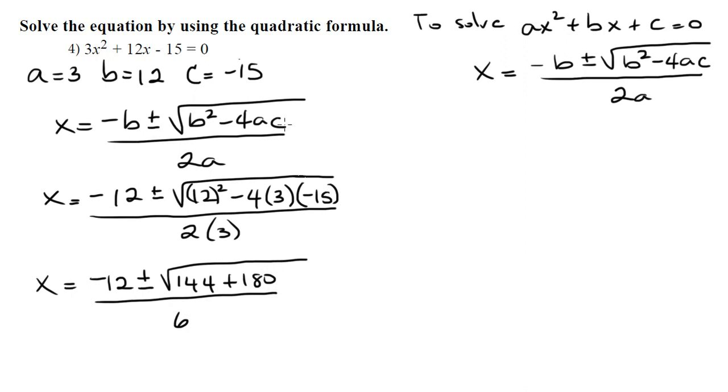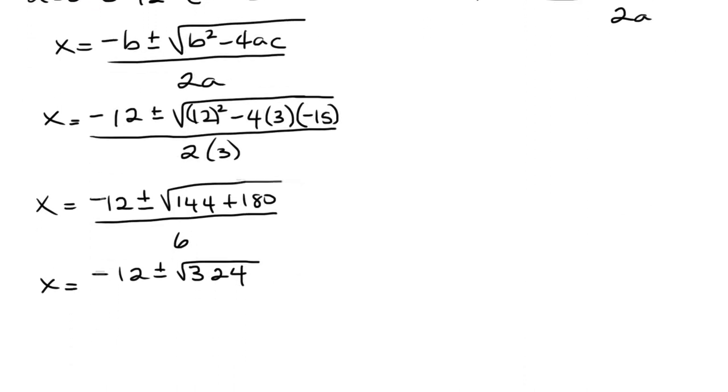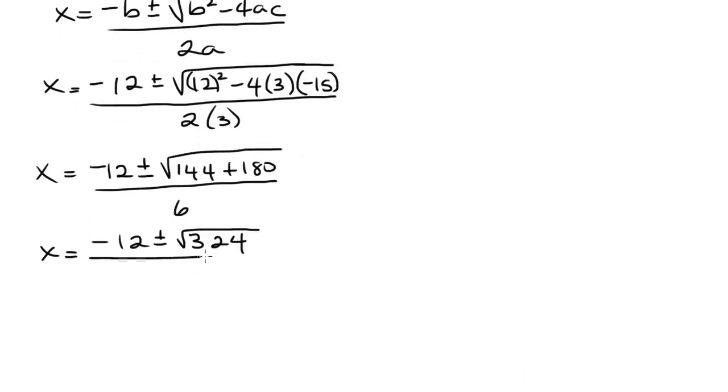Okay, continuing. x equals negative 12 plus or minus the square root of 144 plus 180. What is that? That's 324, all divided by 6. Okay, now we're looking at something here. Negative 12 plus or minus the square root of 324. To me that sounds like a perfect square, doesn't it?